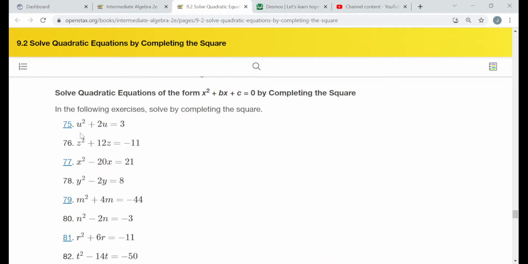I will also have timestamps for these examples in the description of the video. So example 1's timestamp will correspond to number 76. Example 2 will be for number 78, and so on.